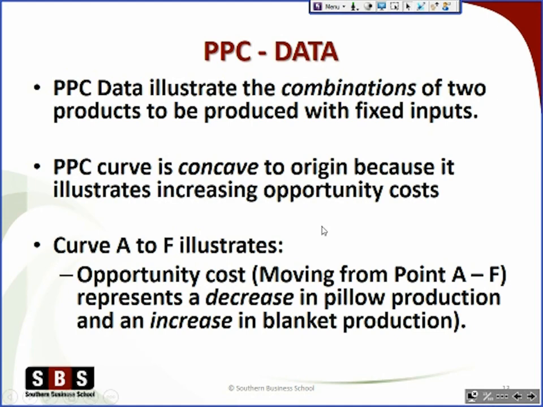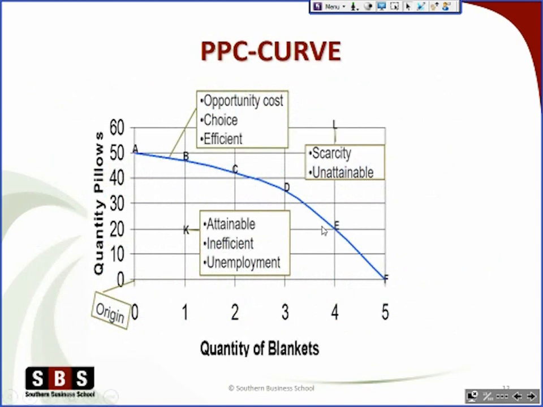It's opportunity cost, moving from point A to F. I'll just go back to the graph. There's point A and there's F. Now, if you move from point A to F, you give up pillows as you move along. There's 50 pillows. If you move along that curve, let's say at point D, you're going to get about 35 pillows. But as you move down on that curve, you give away pillows, but you get more blankets. So that is what the PPC curve represents. It's opportunity cost. If you give up some pillows, you get more blankets, and vice versa.